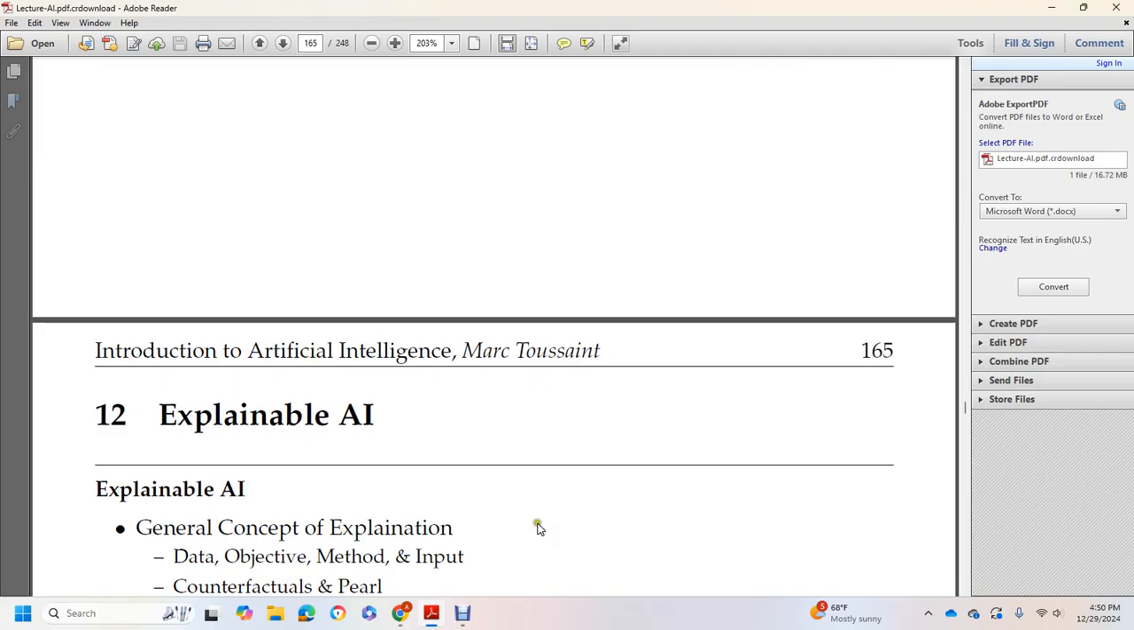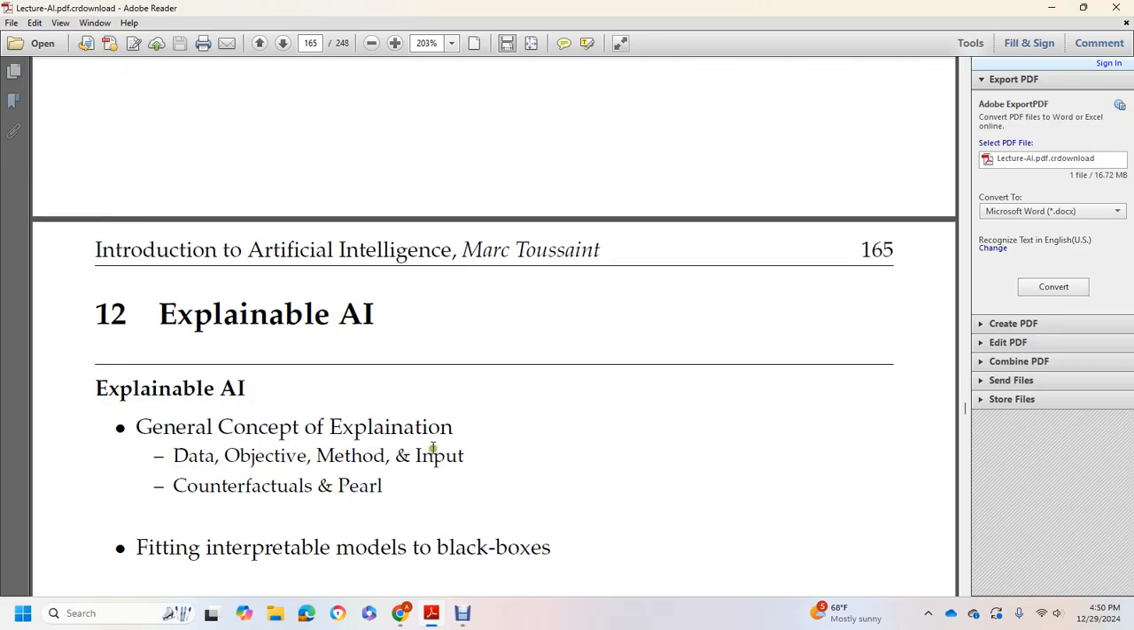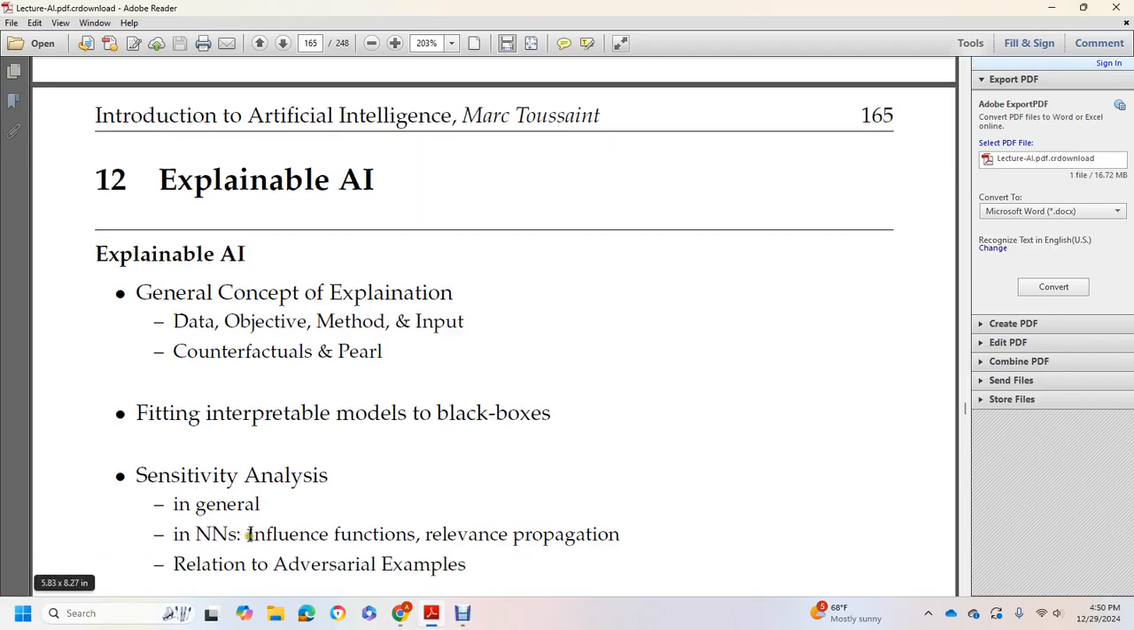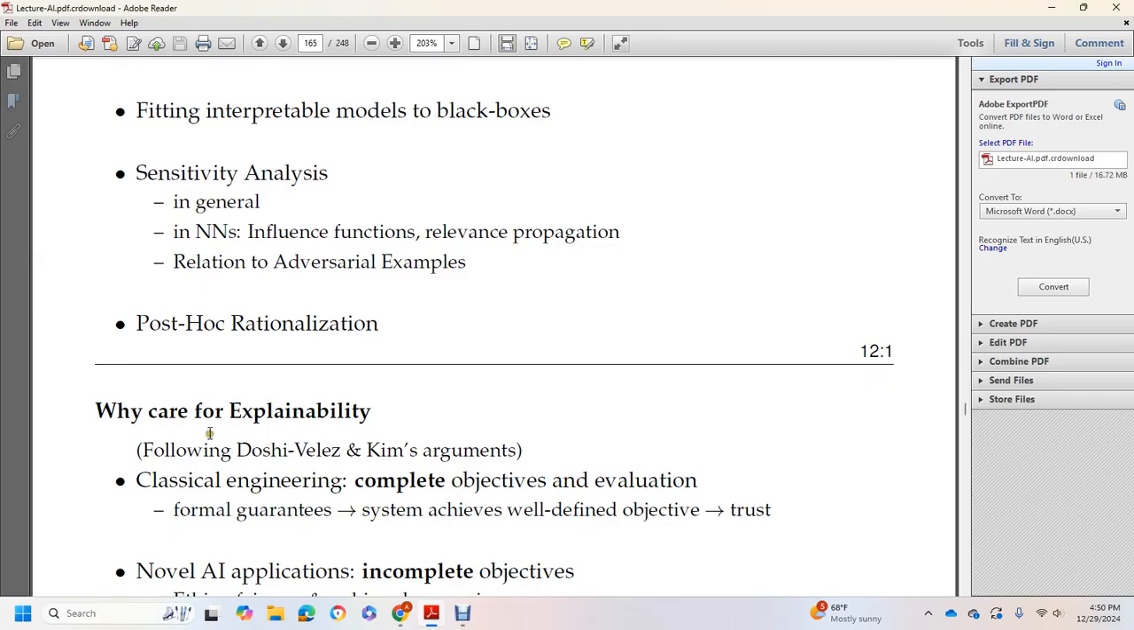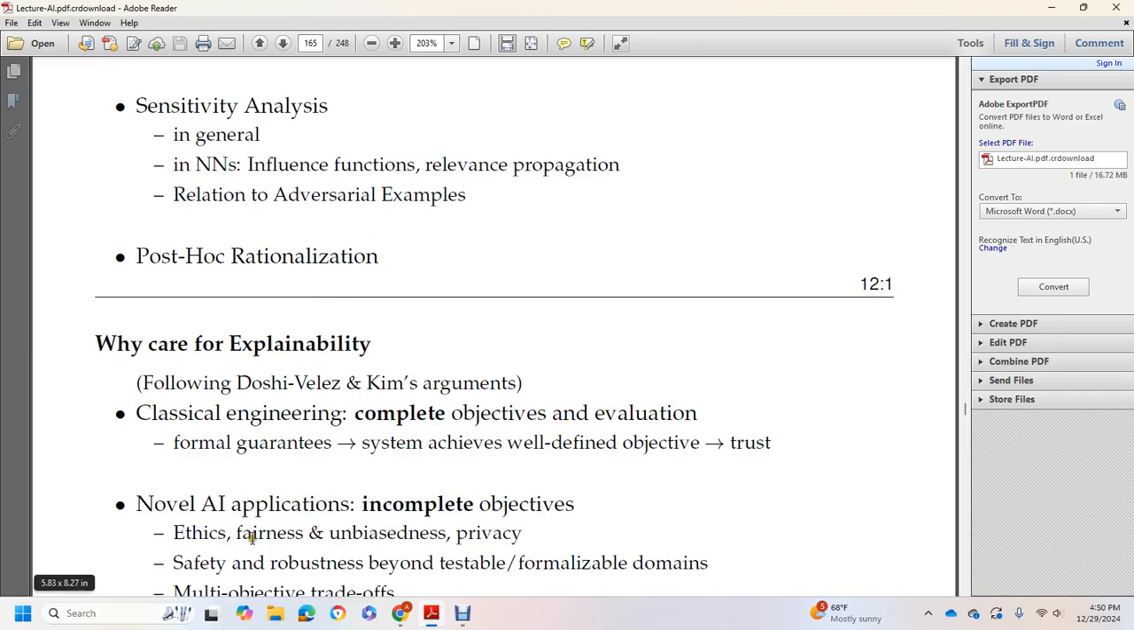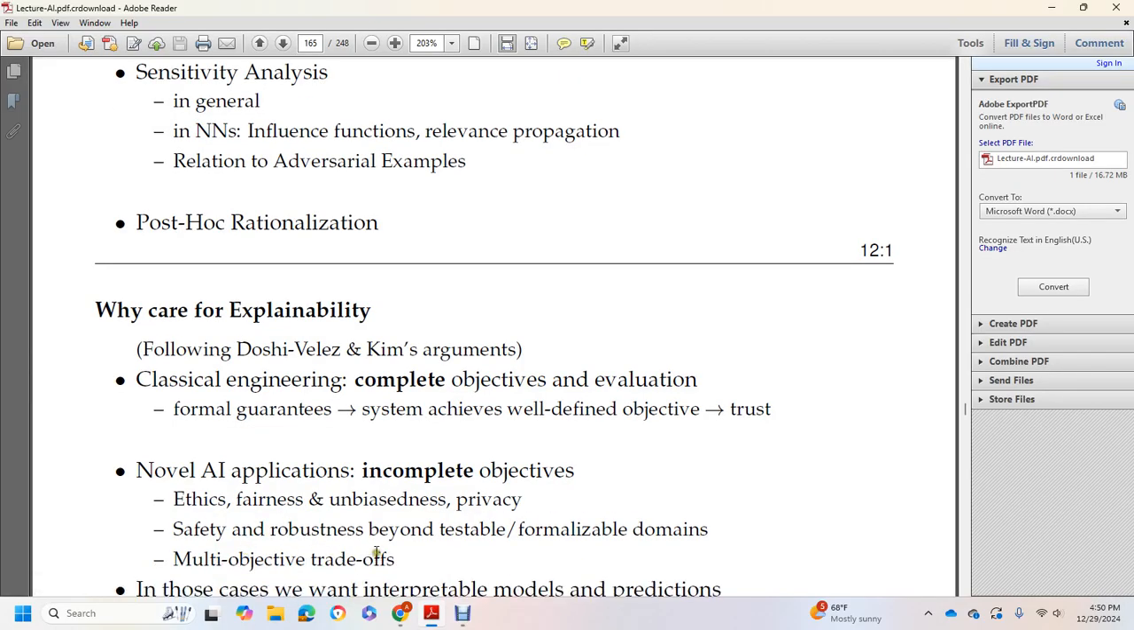Chapter 12, Explainable Artificial Intelligence. Explainable AI: the general concept of explanation, data, objective, method, inputs, counterfactuals, and Pearl; fitting interpretable models of the black box; sensitivity analysis in general of neural nets, influence functions, relevance propagation, relations, universal effects, post hoc rationalization. Why care about explainability? The following is the chemical argument: classical engineering has complete objective evaluation, formal guarantees, system specifications, well-defined objective trust. Novel AI applications have incomplete objectives: ethics, fairness, bias, privacy, safety, robustness, beyond what is testable for formalized domains, most involving trade-offs.